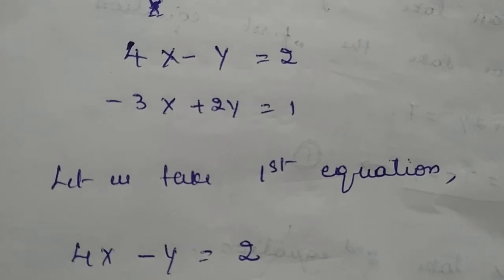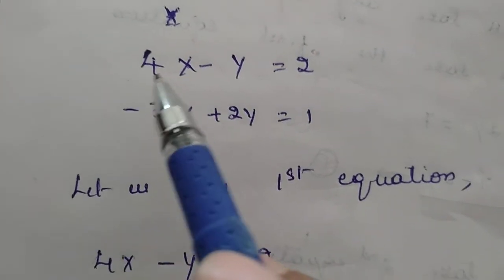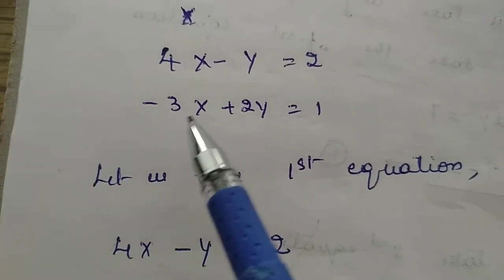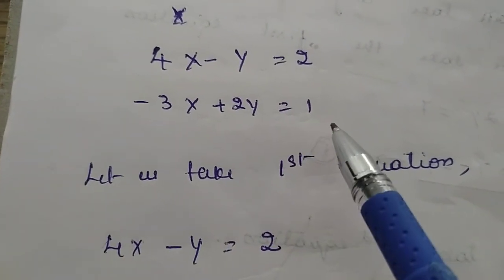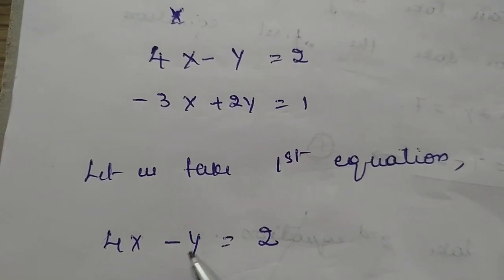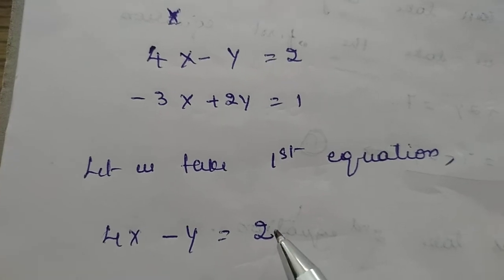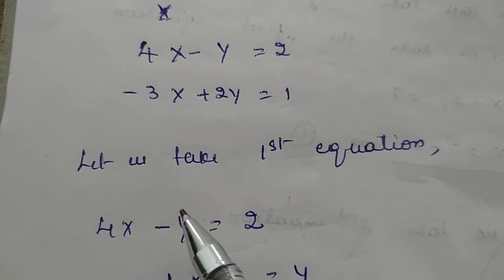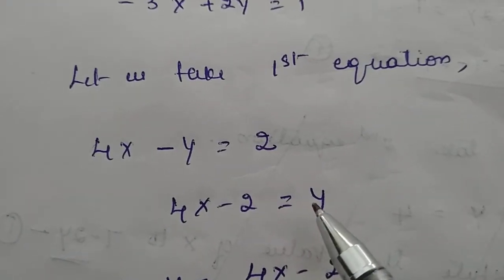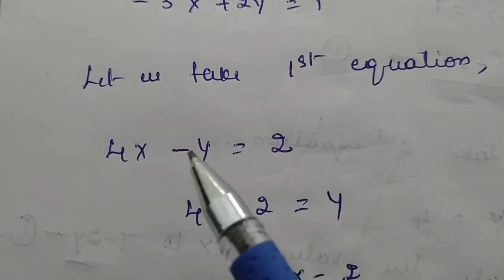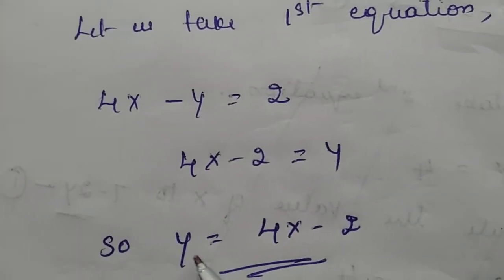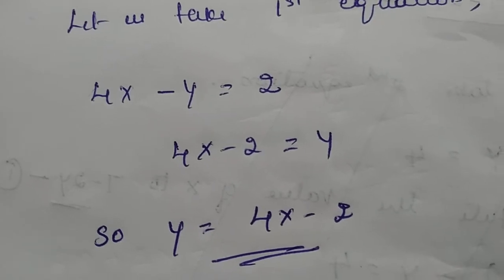Let us see one more problem here. This is 4x minus y is equal to 2, and minus 3x plus 2y is equal to 1. Let us take the first equation, that is 4x minus y is equal to 2. Then we will find out the value of y. What is the value of y? y na ಈ ಸೈಡ್ ತಗೊಂಡು 2 ನ ಈ ಸೈಡ್ ತಗೊಂಡ್ರೆ 4x minus 2 is equal to y. We can say that y is equal to 4x minus 2.